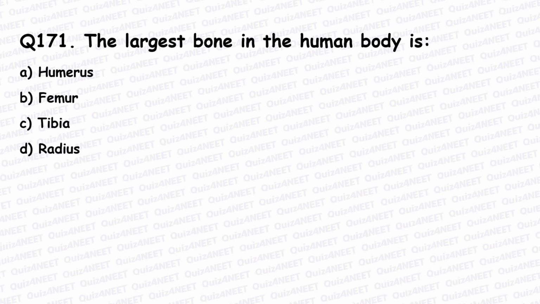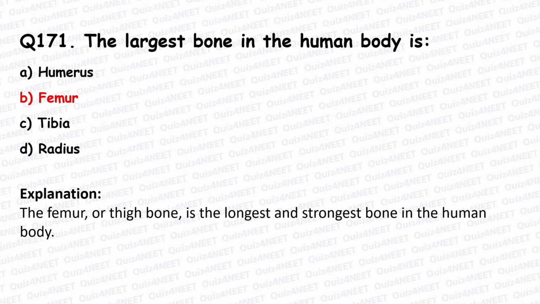Q171. The largest bone in the human body is A. Humerus, B. Femur, C. Tibia, D. Radius. Answer: B. Femur. Explanation: the femur, or thigh bone, is the longest and strongest bone in the human body.